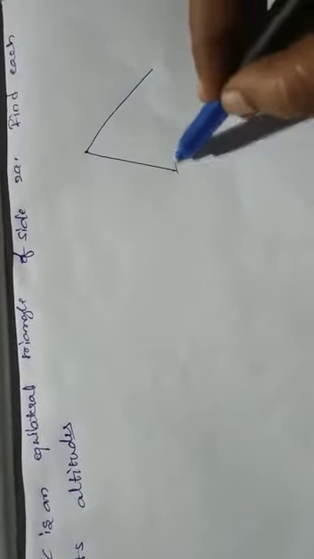Next question. Question number 6. ABC is an equilateral triangle of side 2A. Find each of its altitudes. First, let's draw the equilateral triangle. This is the equilateral triangle ABC.